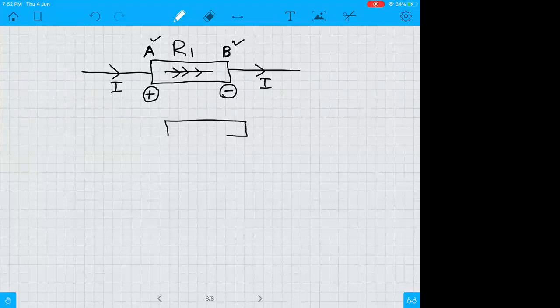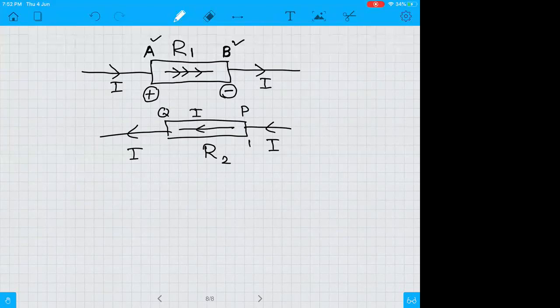Now let's suppose we have another resistor. Just for example, this is resistor R2. This resistor R2 has a current I. Now this is terminal P, this is terminal Q. Current is from P to Q.